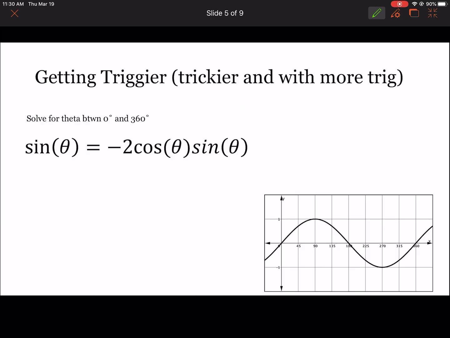From here, however, our problems only get trickier. Oh, that graph showed up a little early, but that's okay. So what I'm going to ask you to do is pause the video at this moment, attempt to solve this one, and then play once you've finished so you can see the solution.